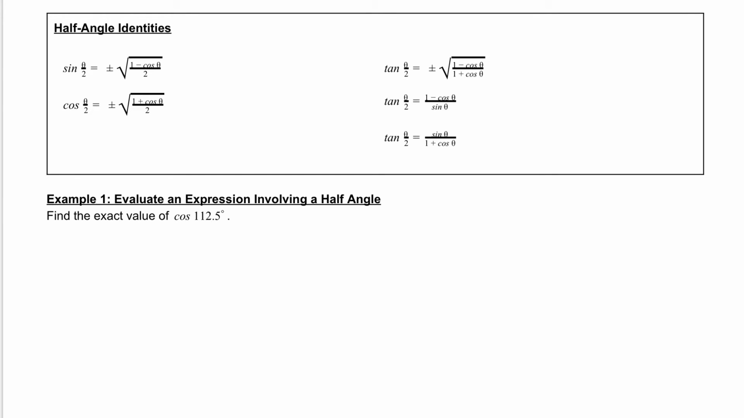In this day of notes, we are going to use what we call the half angle identities. So we have the sine of theta over 2 is equal to plus or minus the square root of (1 minus cosine theta) over 2. And you choose the plus or minus depending on theta.